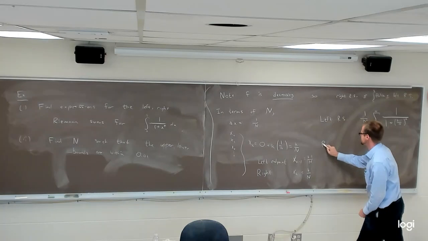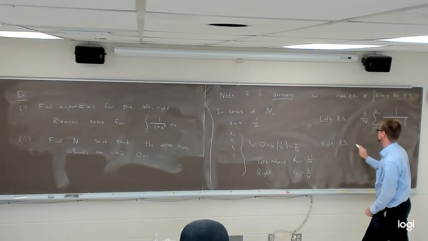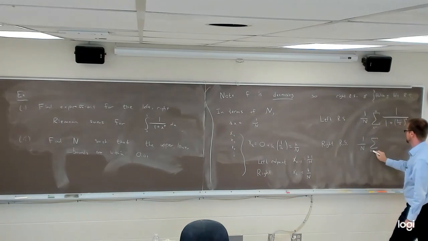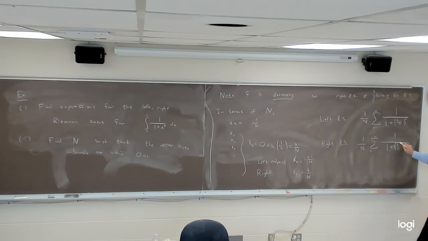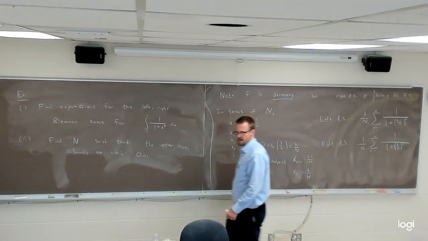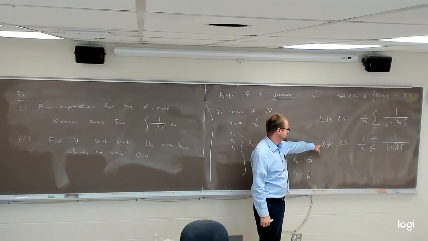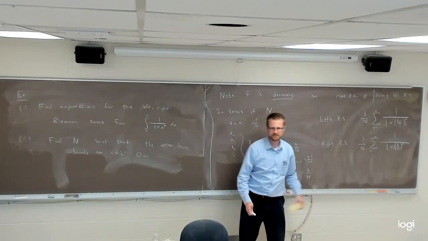And a right Riemann sum is 1 over n times the sum of the same thing, but now it's k over n instead of k minus 1. That's the only thing that changes. So I know that for any capital N, this is smaller than my integral, and this is bigger than my integral.